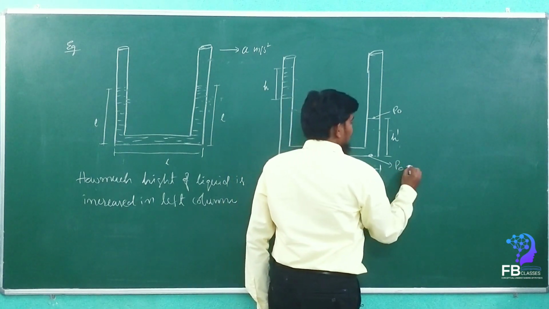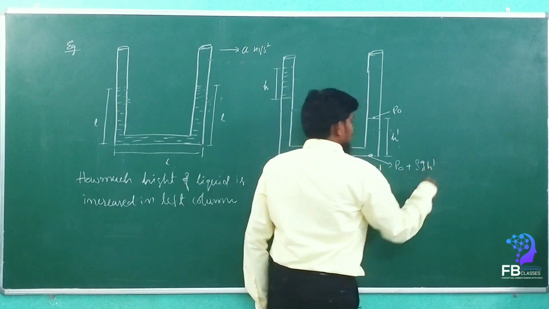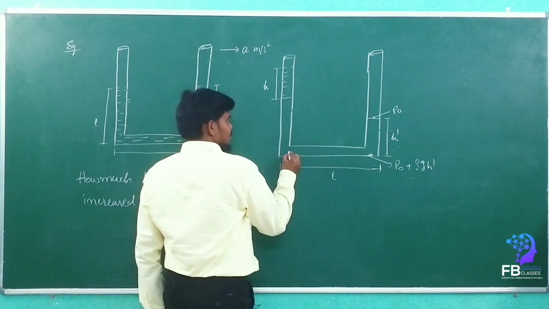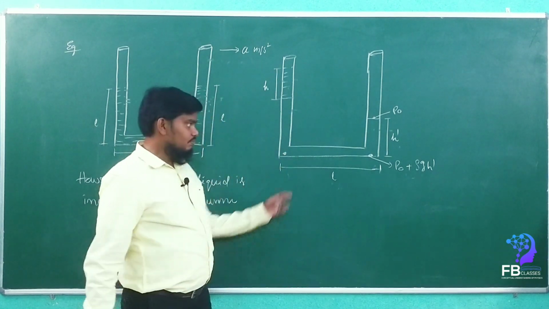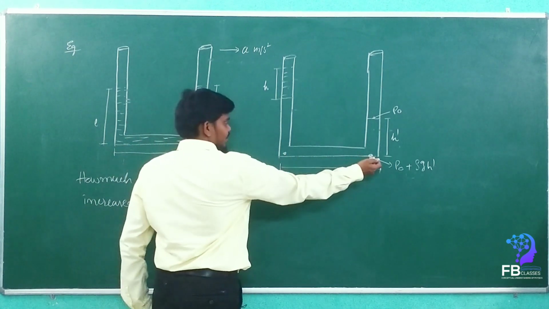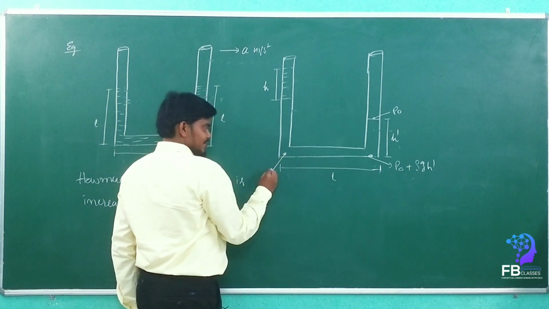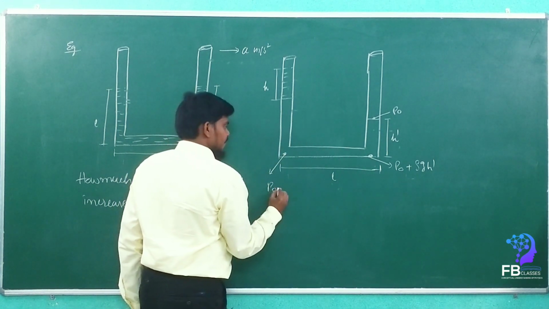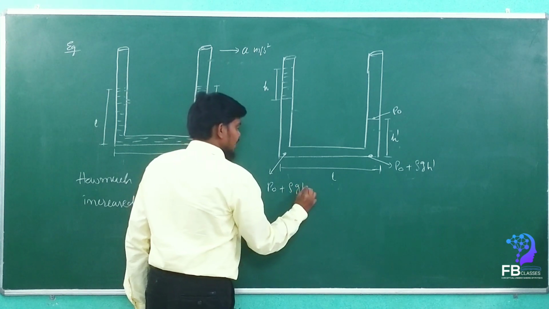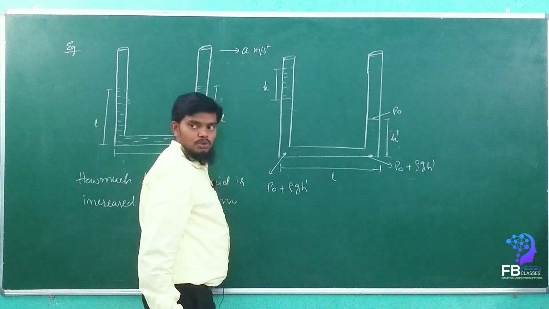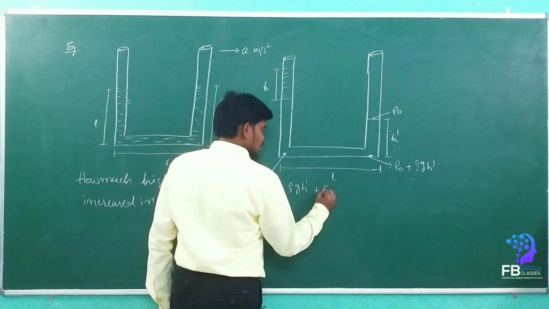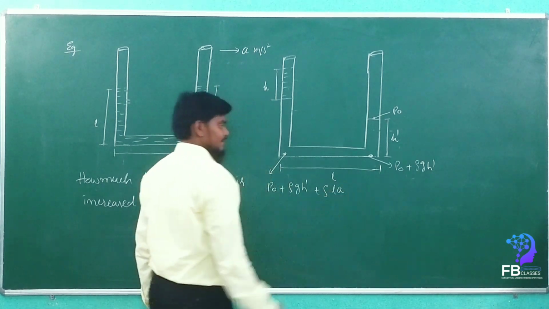P naught plus rho g h dash. Yes or no? What is the pressure at this point? We are coming to the horizontal distance L. Now it is P naught plus rho g h dash, plus rho L A. Are you getting my point?